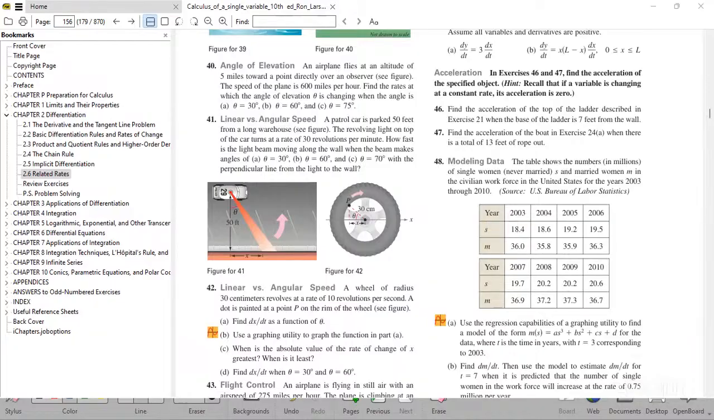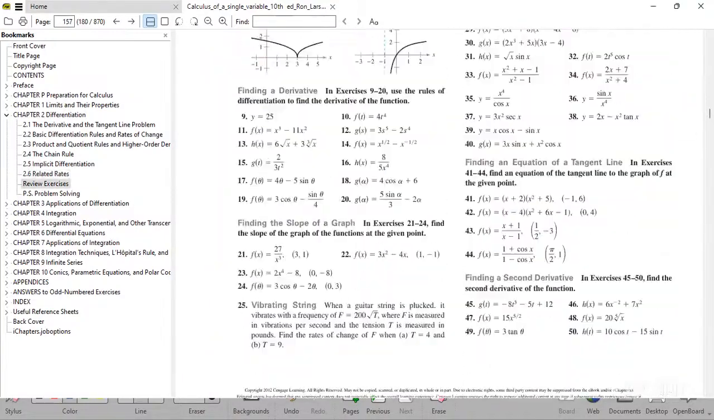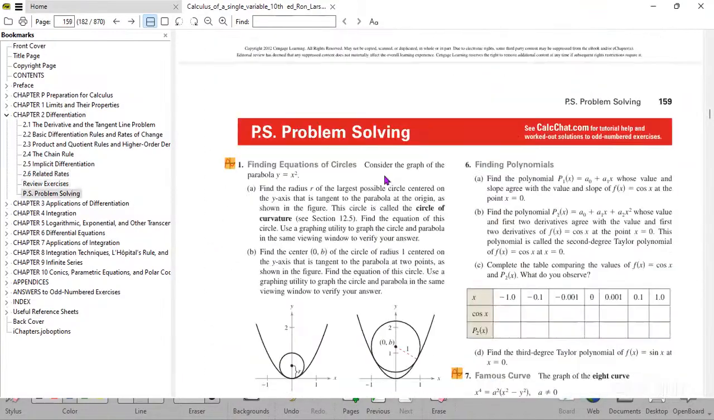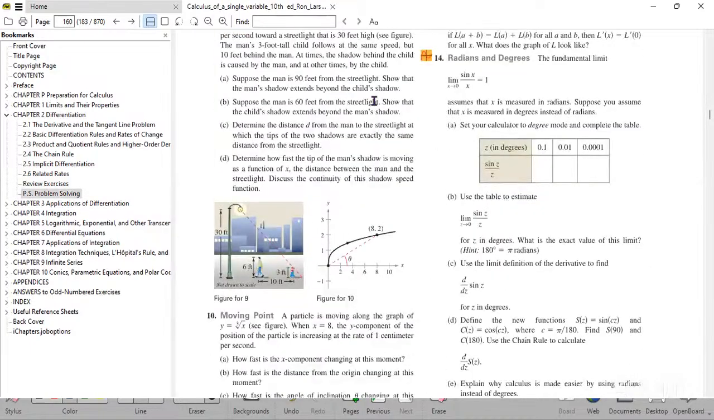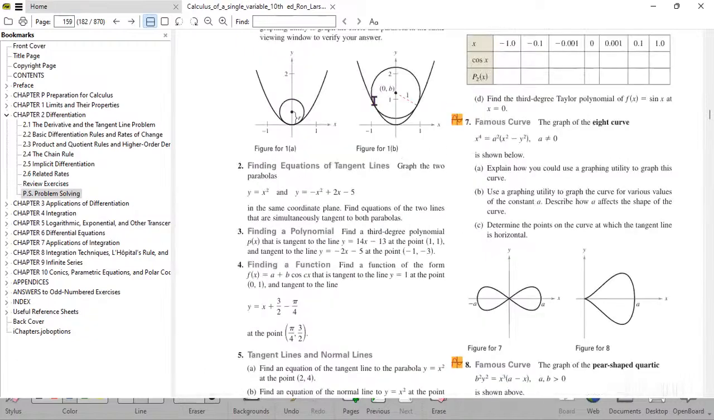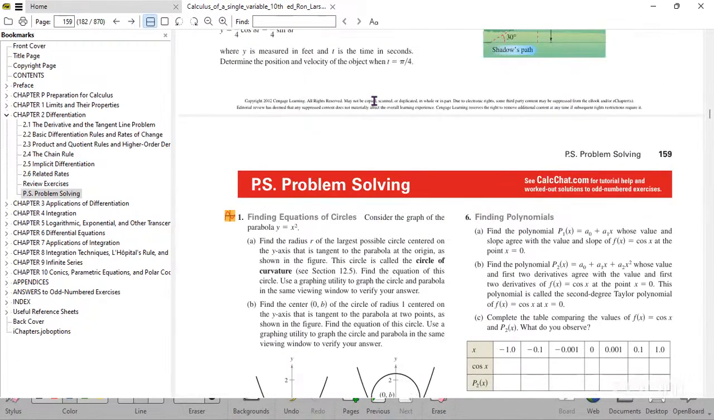Okay, so we'll have review exercises, problem solving. We have got a good amount of problems that you have here. So next comes the applications of differentiation, next chapter 3. Okay. So before that, just take note of all the problems here.